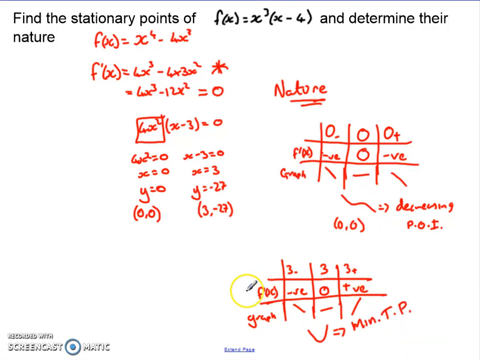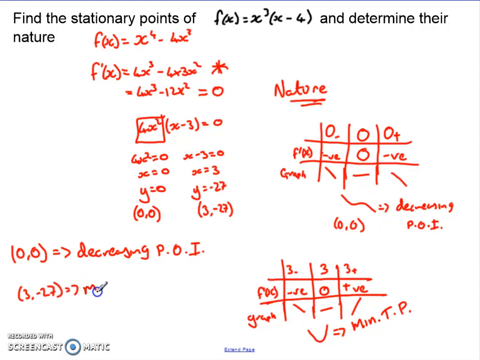So I've then determined the nature of my 2 points there, my 2 stationary points. I know the point 0, 0, that's a decreasing point of inflection, so a decreasing POI. And the other point, 3, negative 27, I know that is a minimum turning point. So I've determined the nature of both of those.